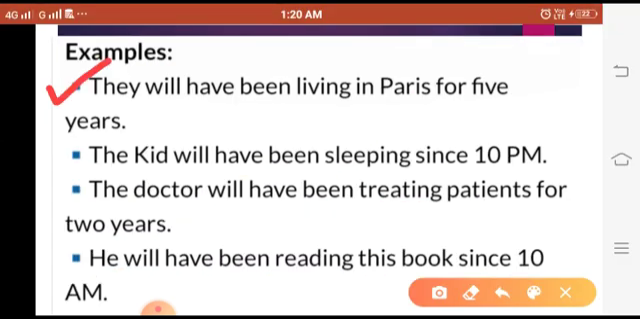They will have been living in Paris for 5 years. The kid will have been sleeping since 10 p.m. The doctor will have been treating patients for 2 years. He will have been reading this book since 10 a.m.